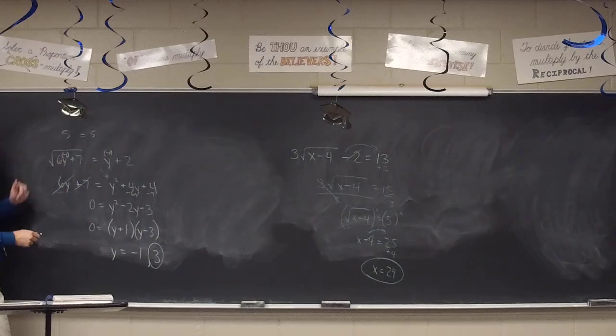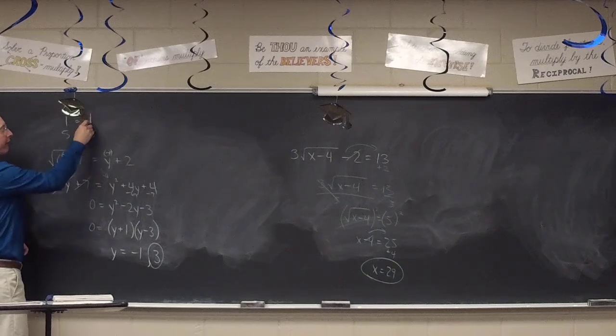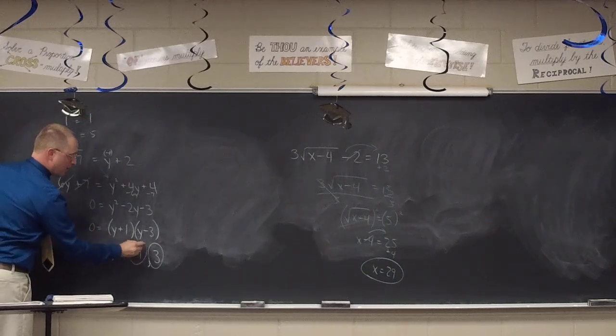All right, 6 times negative 1? Negative 6. Plus 7? 13. Oh, negative 6 plus 7? Oh, 1. Square root of 1? 1. Negative 1 plus 2? 1. Oh, they both check out.